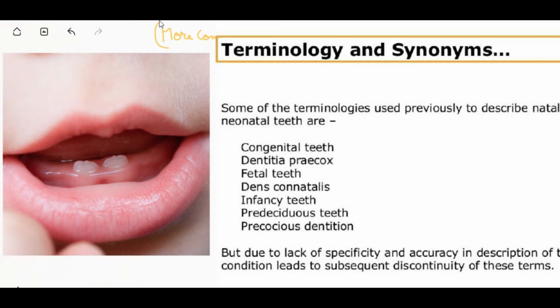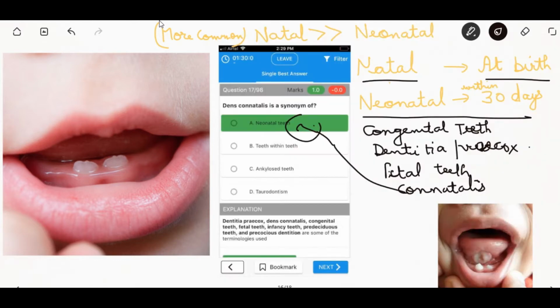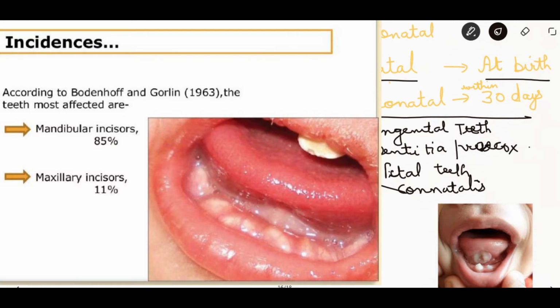More than 90% of natal and neonatal teeth are prematurely erupted deciduous teeth. Only 1 to 10% of natal and neonatal teeth are supernumerary teeth. According to Bodenhoff and Gorlin, the teeth most commonly affected are the mandibular incisors, that is 85%, whereas maxillary incisors are 11% involved.